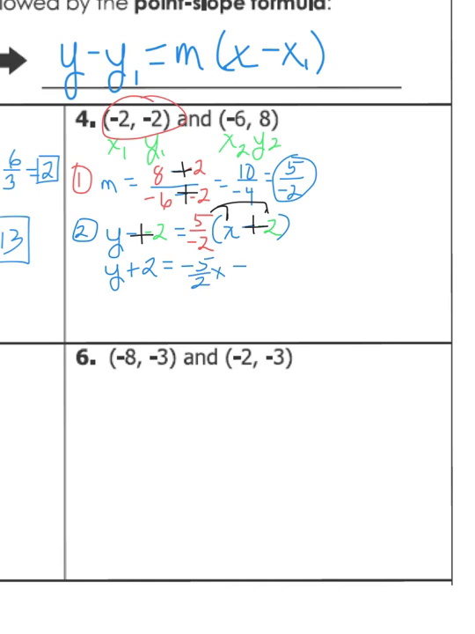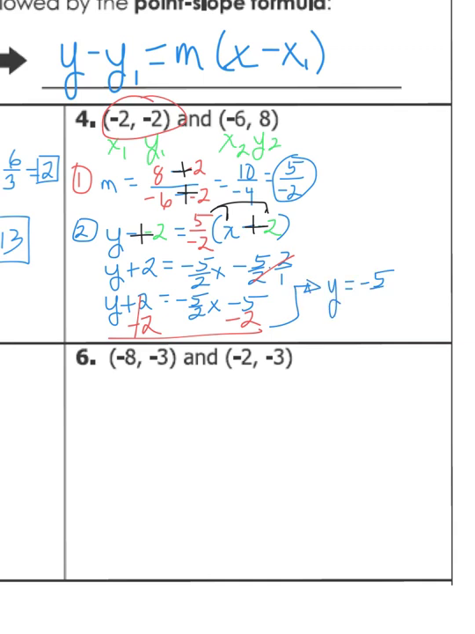Negative times a positive is a negative, and again, I'm going to multiply this out slowly. So the 2's cancel. Or you could do 5 times 2 is 10, over 2 times 1 is 2, 10 divided by 2 is 5. So I get y plus 2 is equal to negative 5/2 x minus 5. Finally, you can subtract 2. And our final answer is y equals negative 5/2 x minus 7.